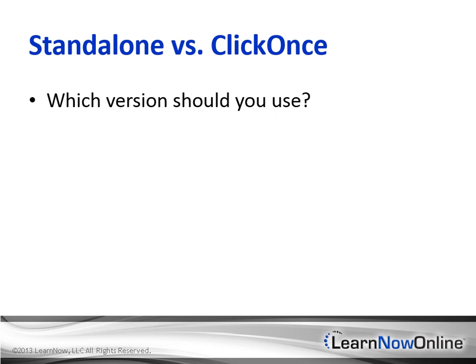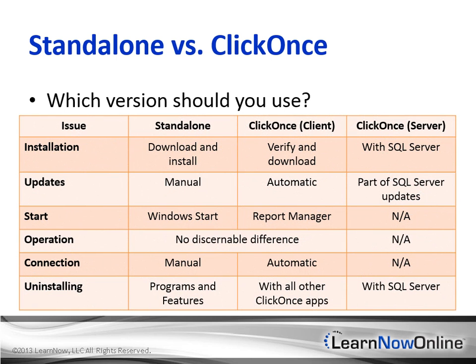Okay, so which version of Report Builder should you use? Well, there's really no clear answer to that question. So here I have a table that shows the main differences. So installation, for the standalone, you have to download and install. Click Once, you have to verify and download. Click Once on the server is installed with SQL Server. So keep in mind that there's really two installations of the Click Once version going on: when you install SQL Server on the server, and then before the client can use it on a local machine.